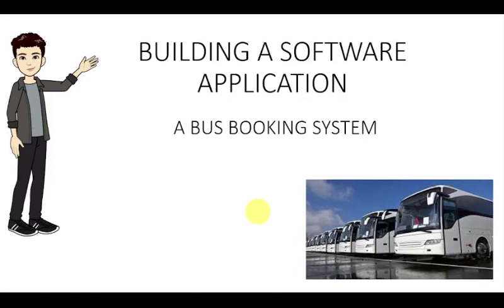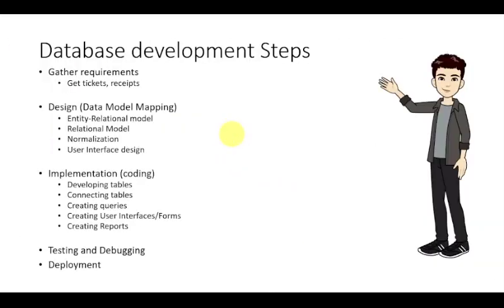Today we are going to look at building a software application, and a case study would be on a bus booking system. Now, there are various steps involved in database development. One of them is gathering requirements. Then we have to go ahead with the design. And design can also be called data model mapping. Then we talk about implementation. After implementation, which is where we code, we now test and debug for any errors before deploying to the user.